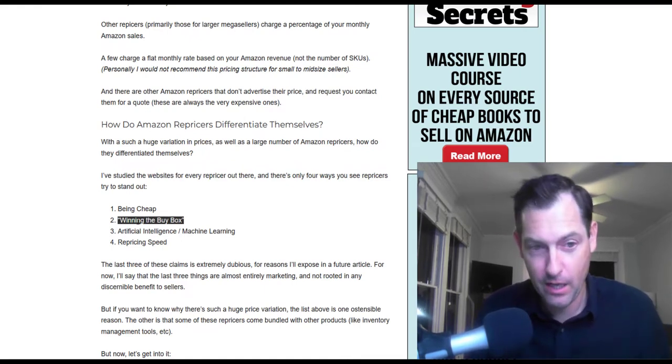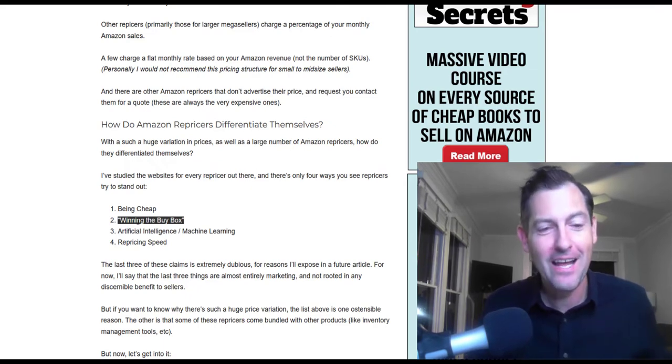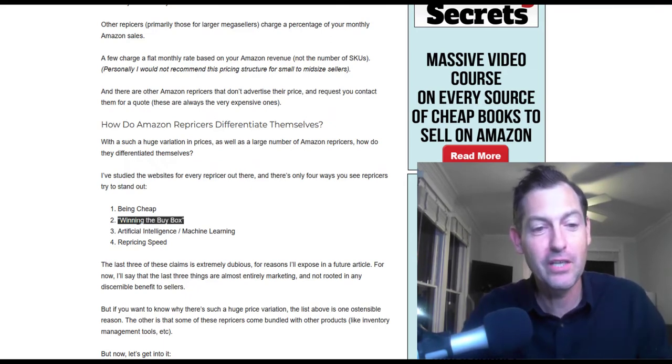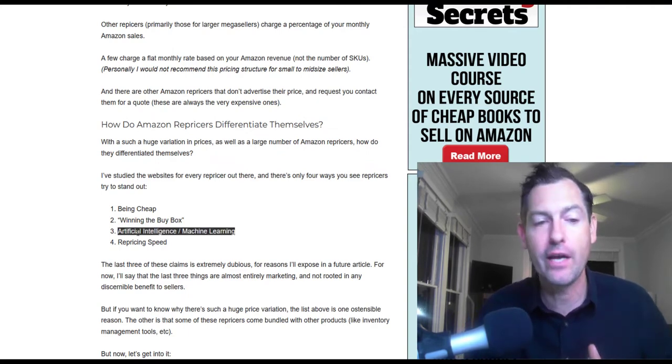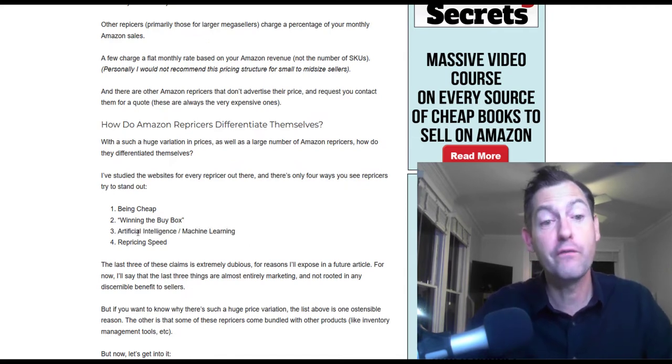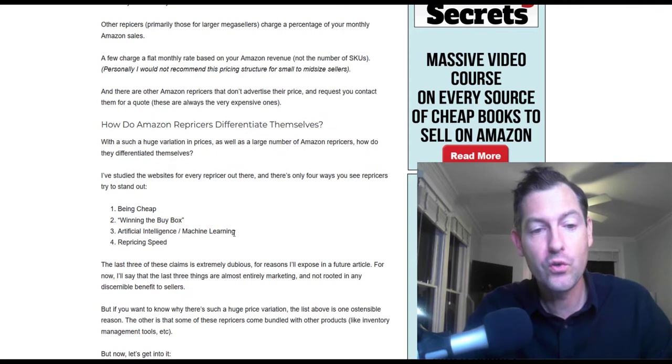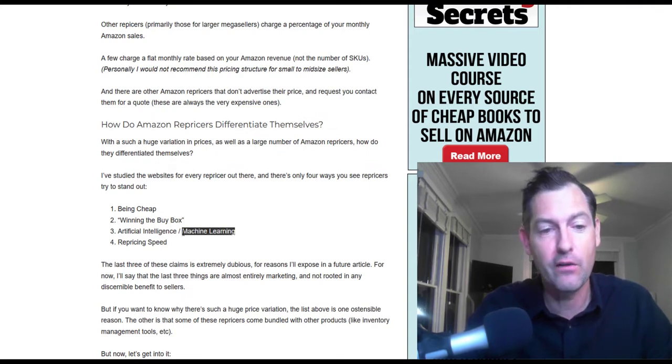They can't all be right. So what does this mean? Well, I'm going to get back to this in a second, but that's an extremely dubious claim. Number 3, you see this a lot too, particularly with the higher end repricers. They all boast they have some kind of proprietary artificial intelligence, or another term they use is machine learning, to get you better prices and therefore higher revenue. Very, very suspicious claim. I'll get back to that in a second as well.